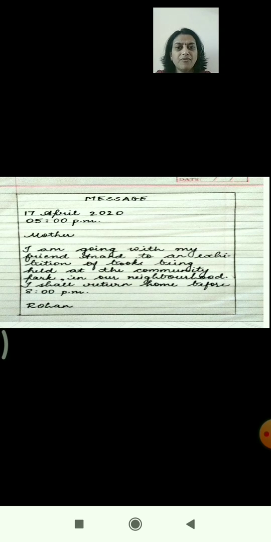I'm going with my friend. Now which friend? Anand. So here I have mentioned the name of my friend also. So Mummy is aware that you are with someone. Your friend is there. Okay. And you are going for what? For a book exhibition. Where is it? It's in the community park. So you are going there. That is the place. Where is it? In our neighborhood. So it is quite close, which your mother knows very well.